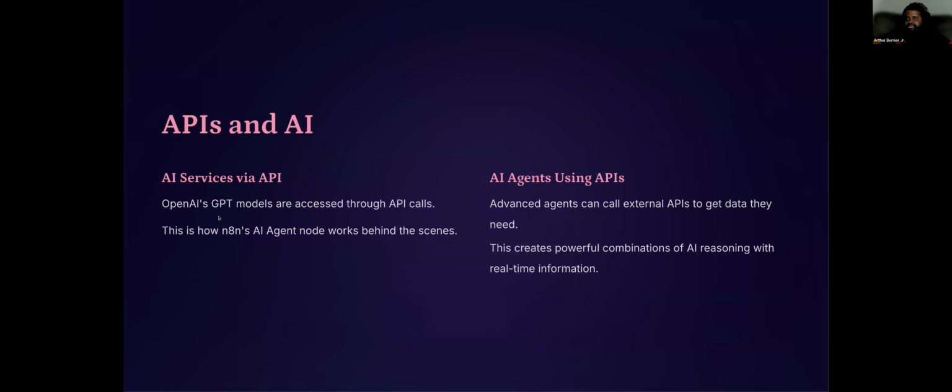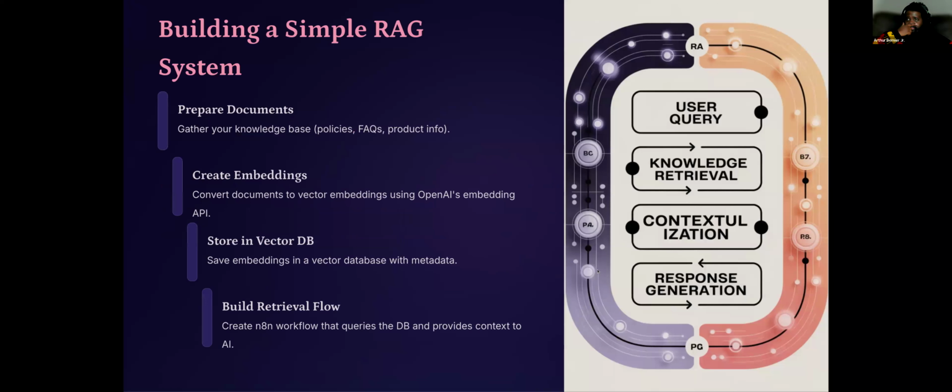So OpenAI's GPT models are accessed through API calls. And this is how N8N's AI agent node works behind the scenes too. It makes API calls to all these other tools, right? With AI agents using APIs, you can make advanced agents that can call external APIs to get any data they need from anywhere, as long as the thing you're trying to talk to has a public API that you can talk to. Even if it has a private API, as long as you have credentials to talk to it. And this creates super powerful combinations that you can pretty much do anything you want with.